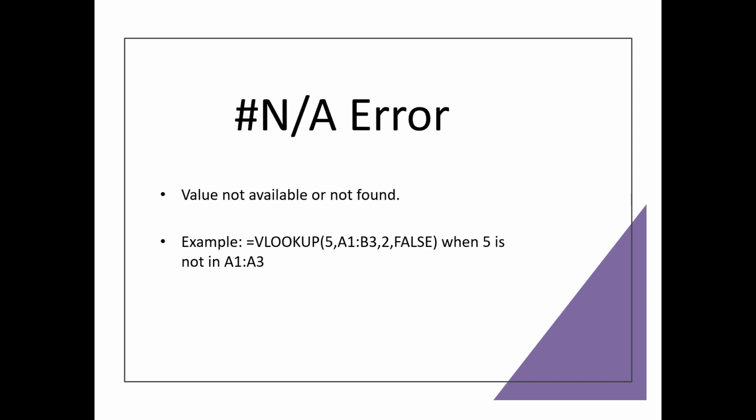And the next one, the N/A error. I'm sure 99% of all Excel users will face N/A errors. When will they face N/A errors? When a value is not available. For example, in this case, I'm trying to do a VLOOKUP. I'm trying to search for the lookup value 5. When 5 is not in A1 to A3, in the specific range, we will not get that value. At that moment, we will get #N/A as an error. So N/A means not available.